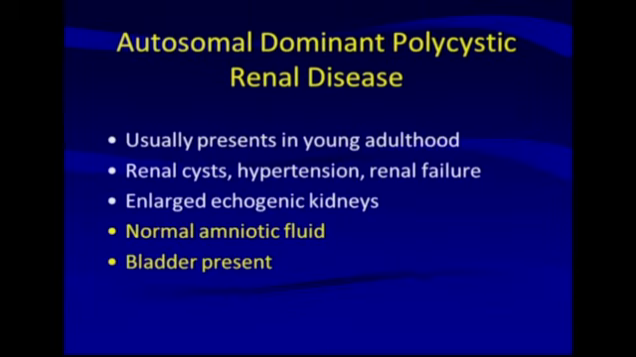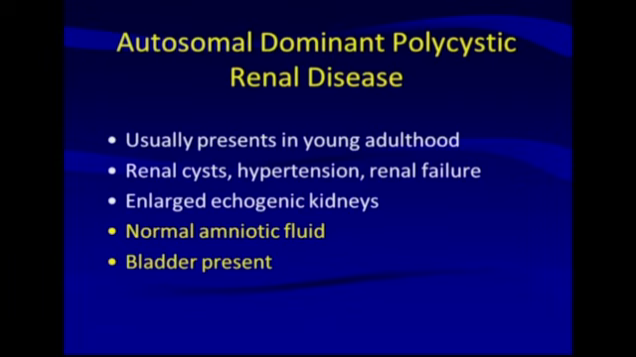Autosomal dominant polycystic renal disease, we usually think of this as a disease of young adulthood, and the patients present with cysts, hypertension, and sometimes renal failure. But occasionally, you can see manifestations of this disease prenatally on fetal ultrasound. And like autosomal recessive polycystic renal disease, these fetuses will have enlarged echogenic kidneys.